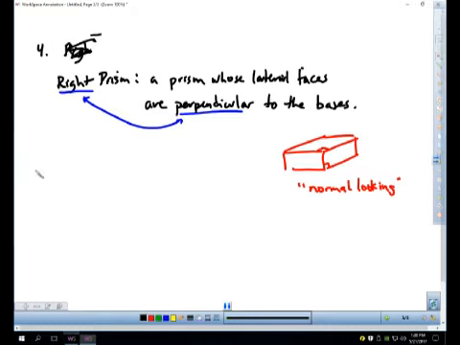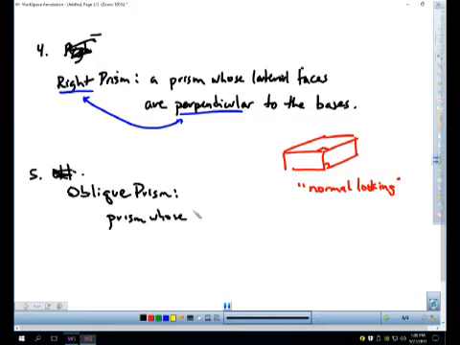Now, if there's a right prism, then there must be another kind of prism. Not called a wrong prism, as I know you probably thought I was going to say. It's called an oblique prism. O-B-L-I-Q-U-E. Oblique. And the definition of an oblique prism is just simply the opposite. It's a prism whose lateral faces and edges are not perpendicular to the bases. So it doesn't look like your typical traditional right prism.